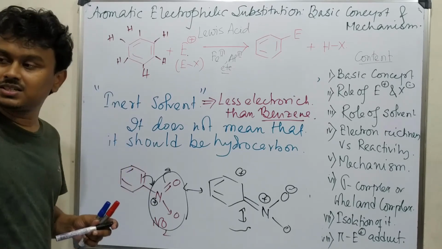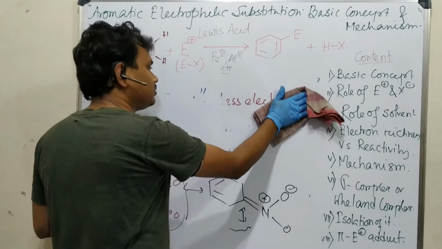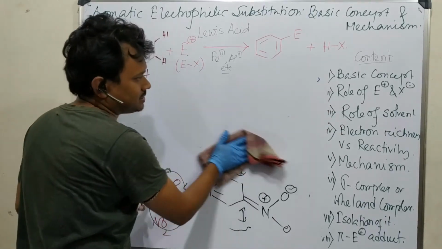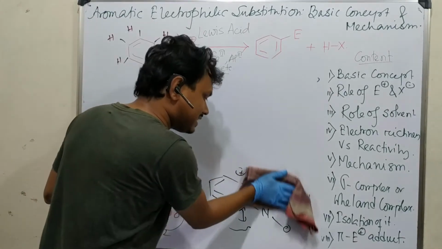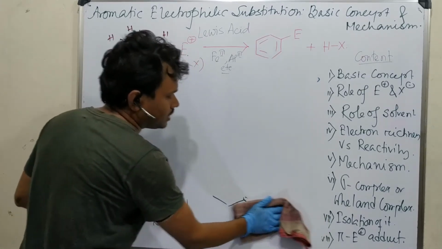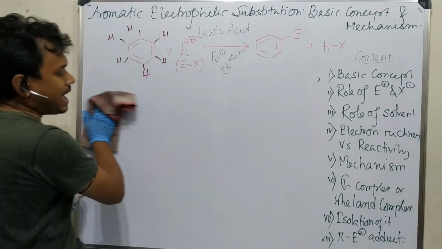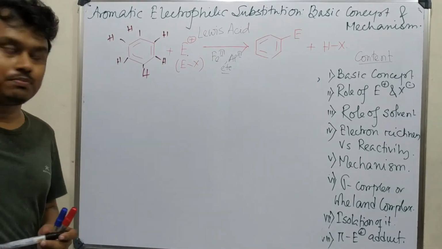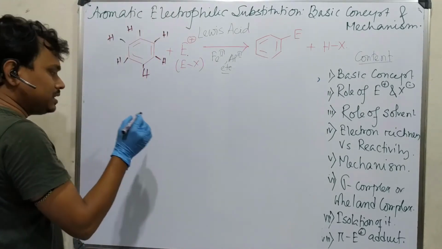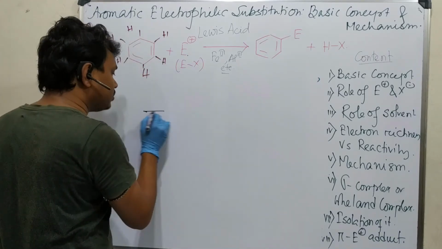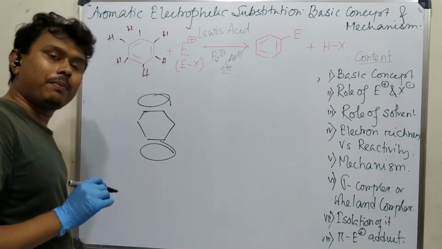I shall explain these in detail when I discuss halogenation or nitration, and you will learn those properly. So we have discussed the solvent, and this indicates that the electron richness of the solvent should be lesser than the reagent. Now let's discuss the pi and E electrophile adduct, because it is important. In the beginning, we came to know that benzene is actually a pi cloud.